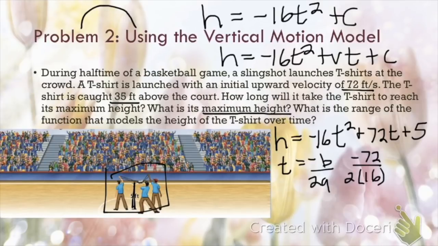Well, I know that 2 times 16 is 32. And 72 divided by 32 is 2.25. And I see that I have a negative and a positive, so I've got negative 2.25 as my value here for my t.